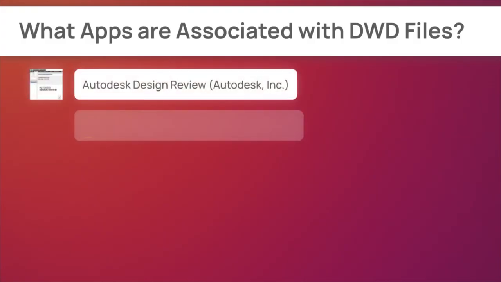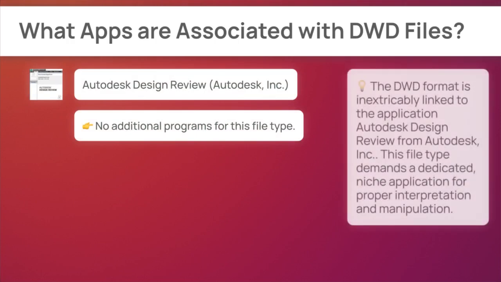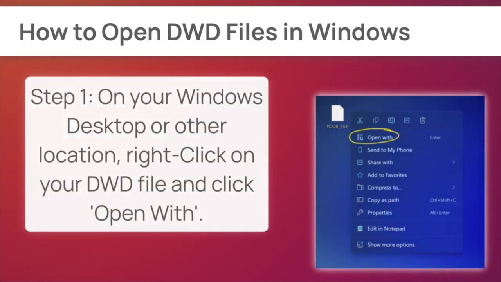Your first application to test with DWD should be Autodesk Design Review from Autodesk Inc. The file's proprietary wrapper demands a specific decryption tool, not generic software. Windows can show the outline of the file, but full editing must happen in a design suite. We're going to use the list of installed programs to find the match.